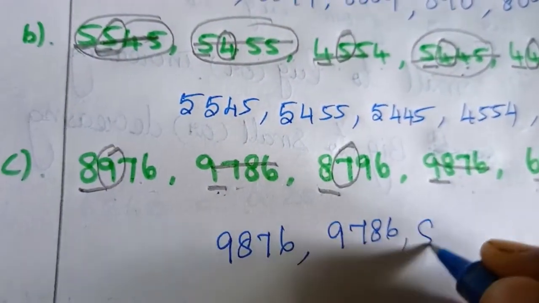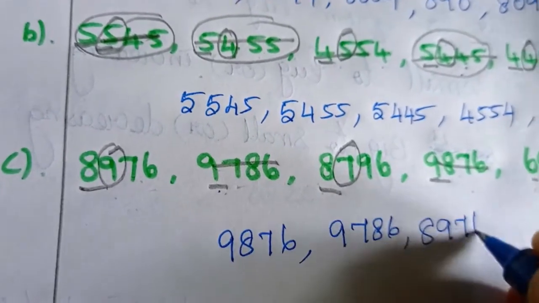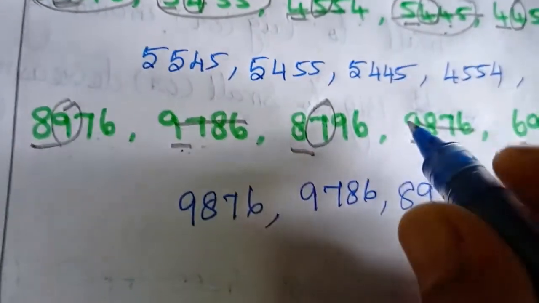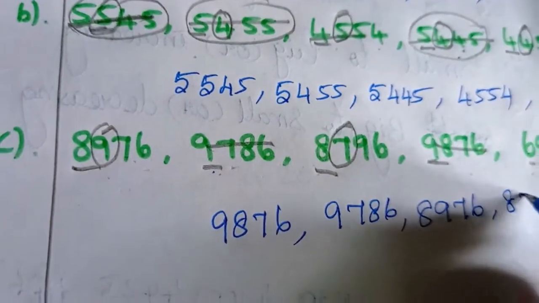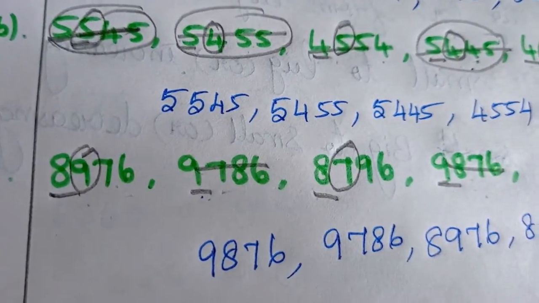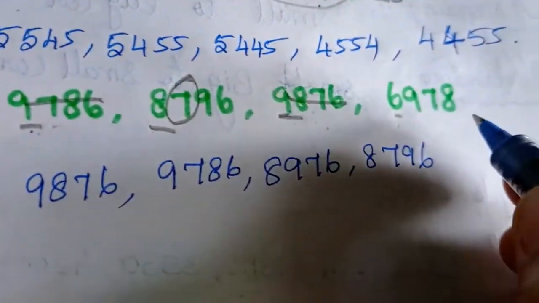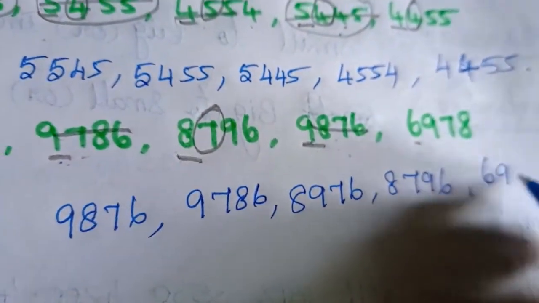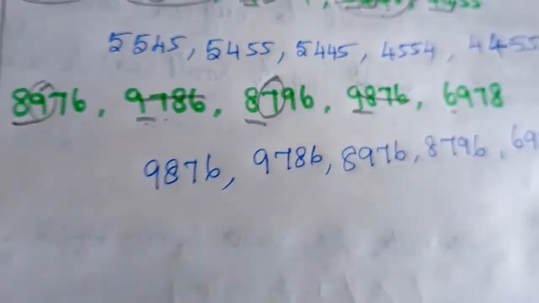So write 8976, and next we already found 8796, and the last number is 6978. Okay children.